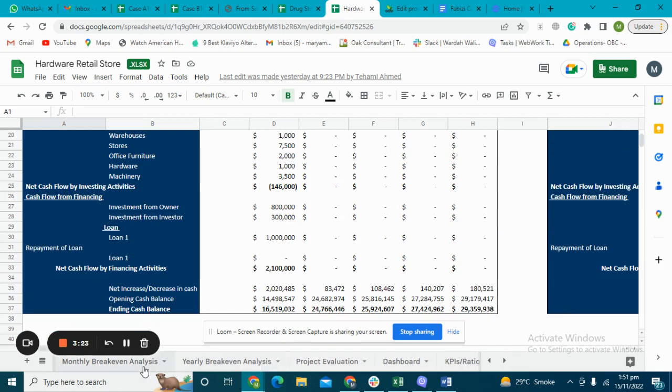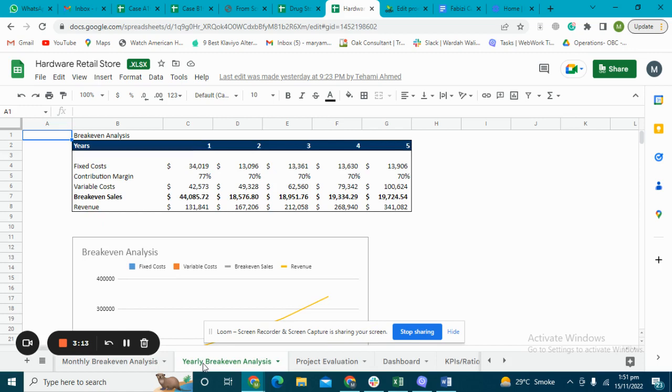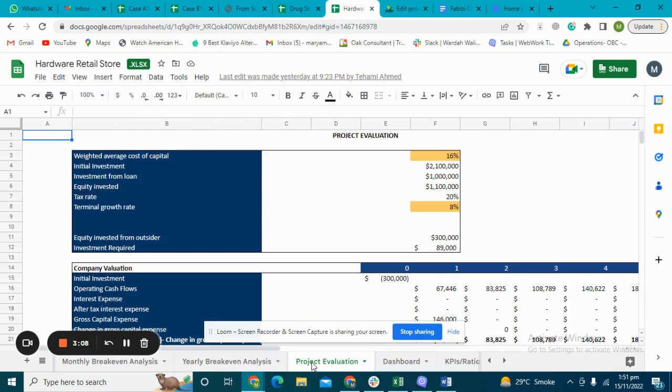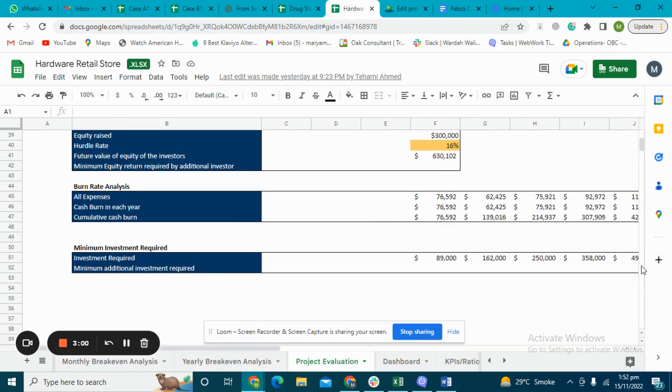We then move on to the monthly break-even analysis that shows the fixed cost, contribution margin, variable cost, break-even sales, and the revenue levels, both on a monthly and a yearly basis. We then move on to the project valuation sheet, which computes the free cash flows of the business and further on the NPV and the IRR. So project evaluation metrics are computed over here to see the viability of the business.